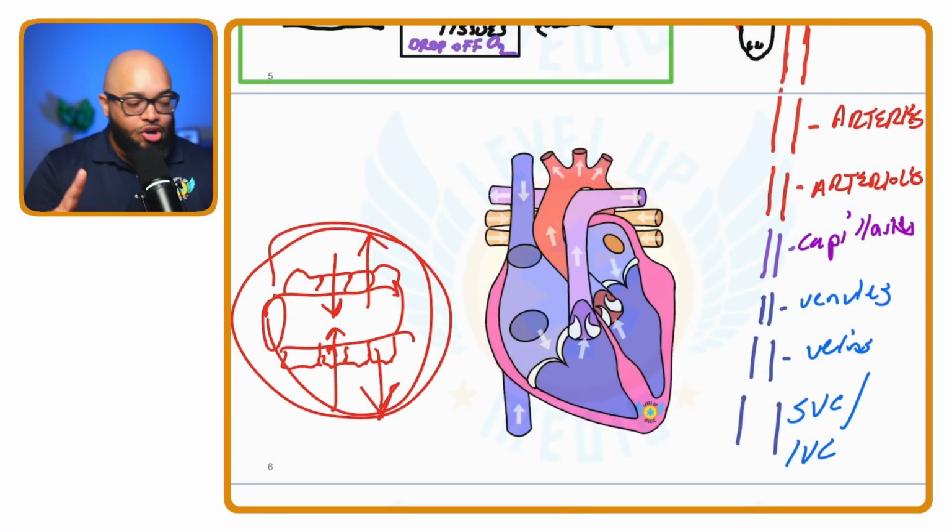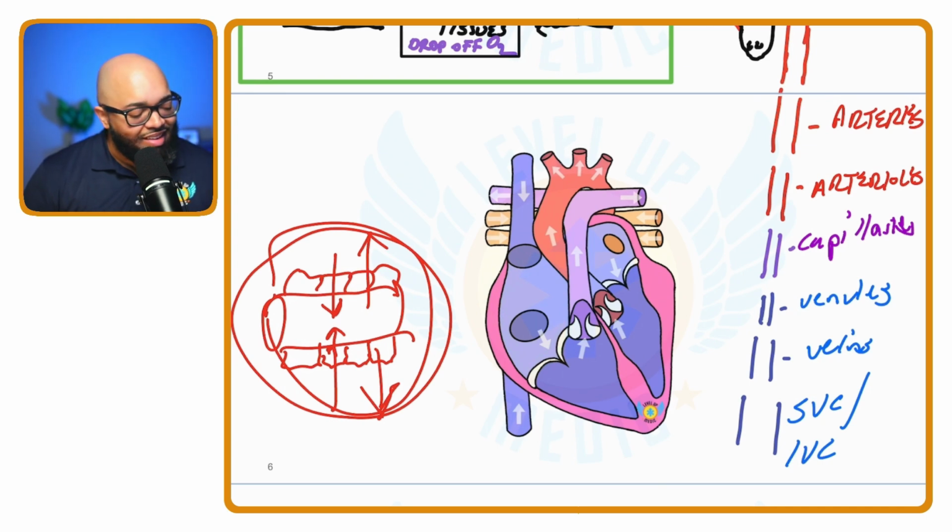Blood starts off, and remember, the blood first has to get into this right atrium. It's going to come through how many parts? I said there are three. It's going to come through the superior vena cava from the head. It's going to come up from the feet through the inferior vena cava. Within the heart itself, it's going to drain into the right atrium through the coronary sinus. So we've got superior vena cava, inferior vena cava, coronary sinus. Those are three places.